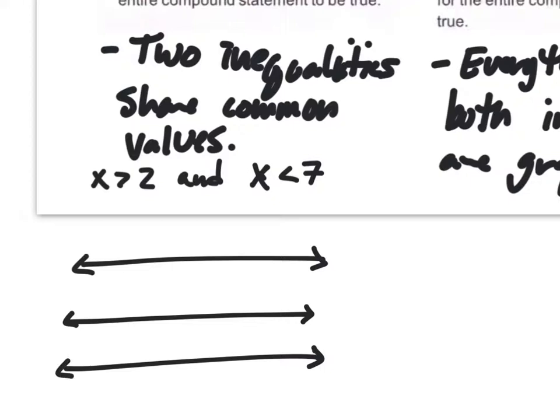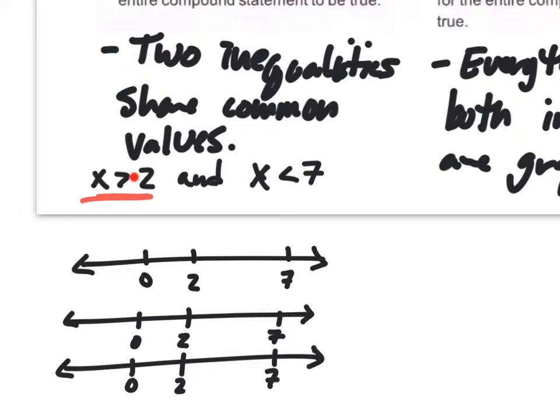So if I look at this graph here, x is greater than 2. I'm going to put 0, then 2, and then 7. Here, x is greater than 2. If I were just to graph that, I would put a circle here. x is larger than 2, so I would shade to the right, which is what we did in section 7.